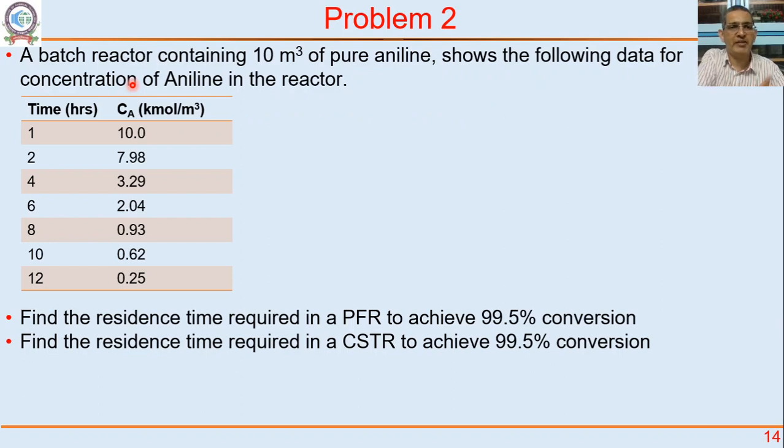Second problem, a batch reactor containing 10 meter cube of pure aniline shows the following concentration of aniline with respect to time. After 1 hour, concentration is 10 kilomoles per meter cube. After 2 hours, it is 7.98, 4 hours, 3.29, 6 hours, 2.04, 8 hours, so on and so forth, right? If you want, you can make this as 0 time if you like, right?